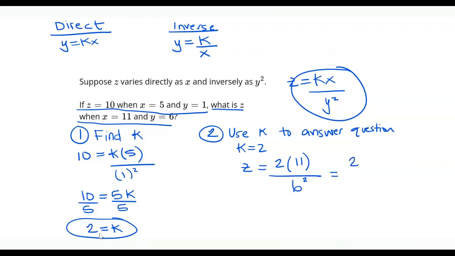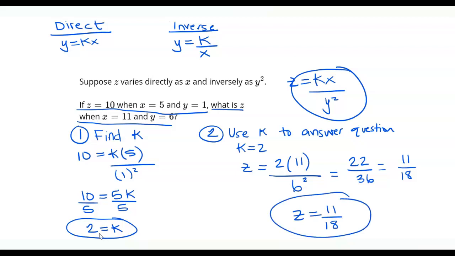So 2 times 11, we get 22. 6 times 6, which is 6 squared, is just 36. And then let's go ahead and simplify. I can see 2 would divide out of both, so I'd get 11 over 18. So that tells us then that z would equal 11 over 18.